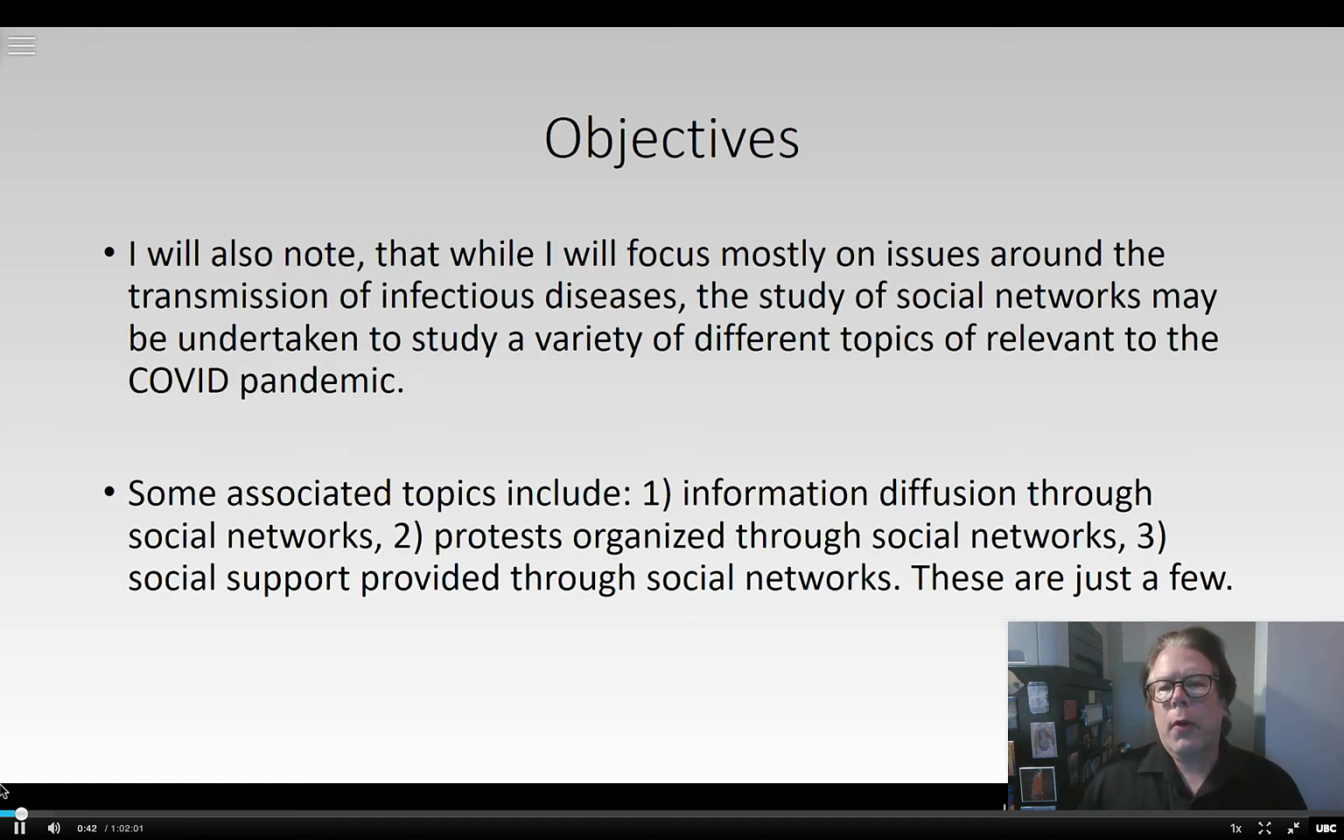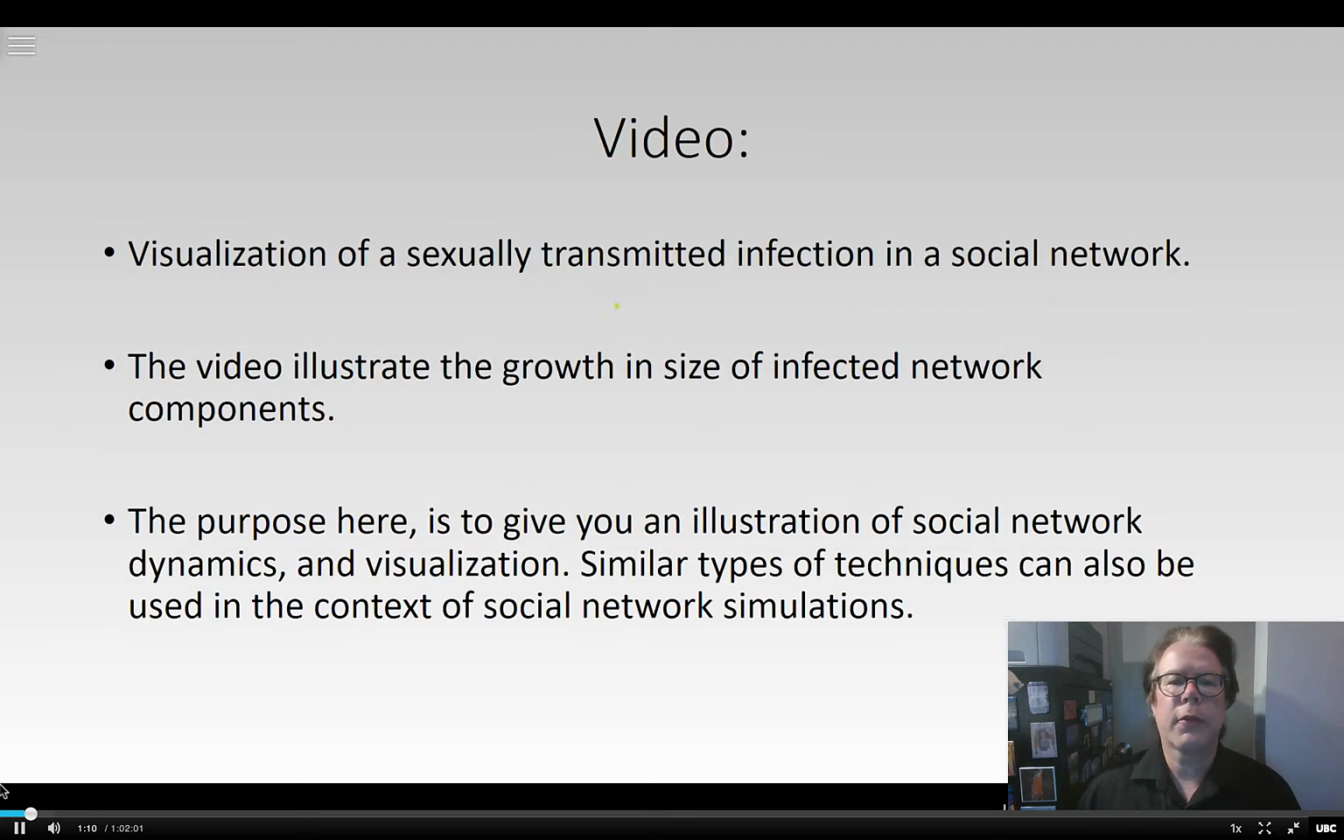I'll also note that while I'll focus mostly on issues around the transmission of infectious diseases, the study of social networks may be undertaken to study a wide variety of different topics relevant to the COVID pandemic. For example, some related topics include information diffusion through social networks, protests organized around social networks, and social support provided through social networks. These are just a few.